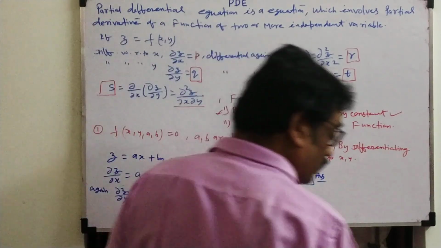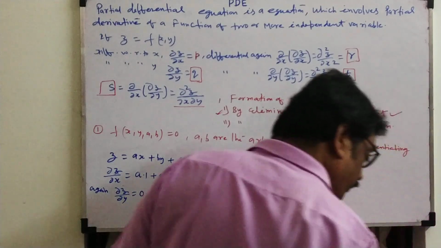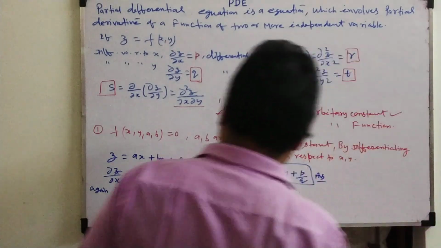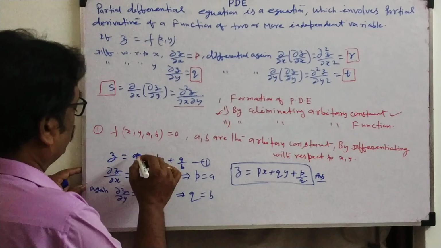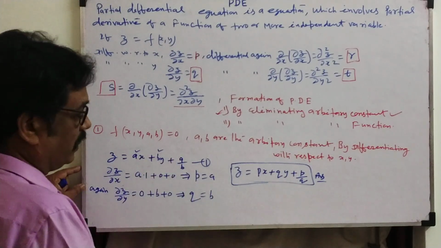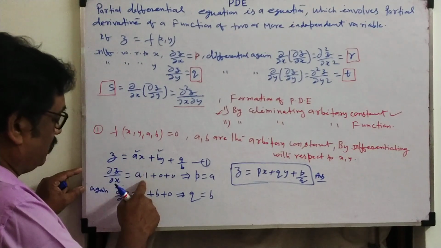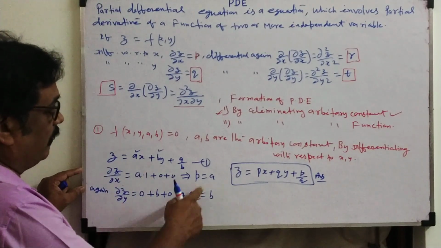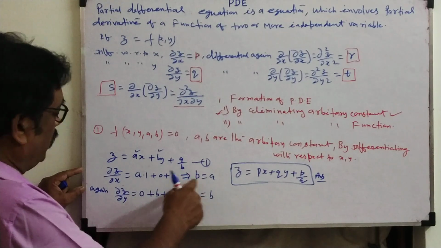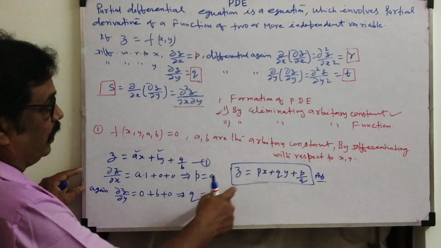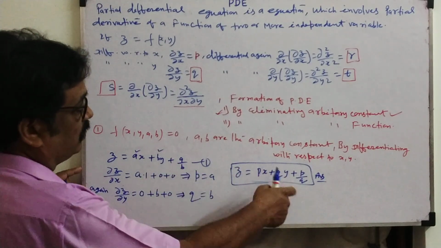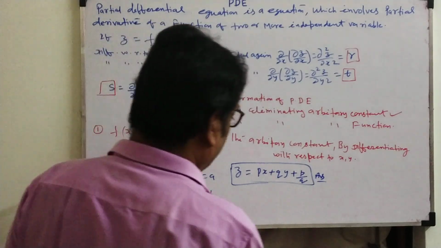So the question they will ask: find the partial differential equation by eliminating the arbitrary constants. What are the arbitrary constants? a and b are the arbitrary constants. How did we eliminate them? You differentiate with respect to x, differentiate with respect to y, ∂z/∂x is p, ∂z/∂y is q. So ab becomes pq. Replace this in the equation, and this is the answer. Okay. Now we'll take another question.